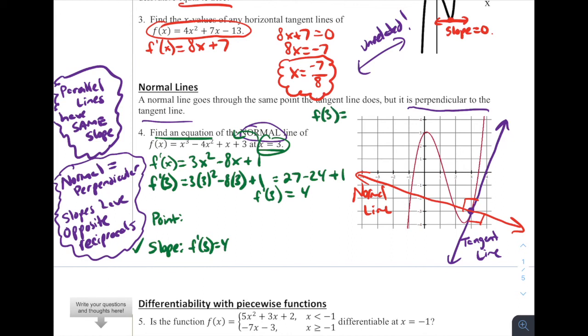And so that's going to be 3 to the third minus 4 times 3 squared plus 1, not plus 1, plus 3 plus another 3. If we do that, that's going to end up telling us that f of 3 is equal to negative 3 for that. So my point is going to be the point 3 comma negative 3. I got my point, I got my slope.